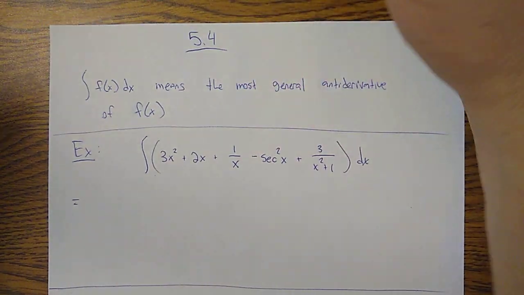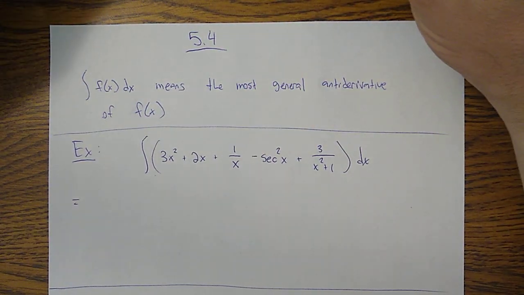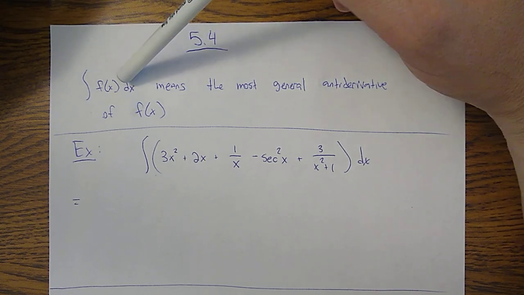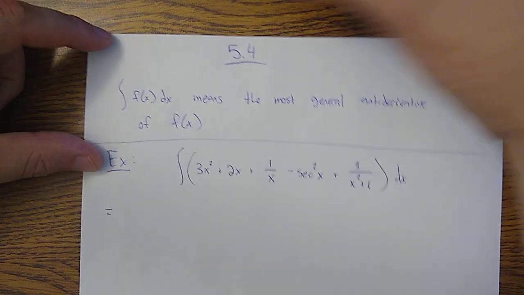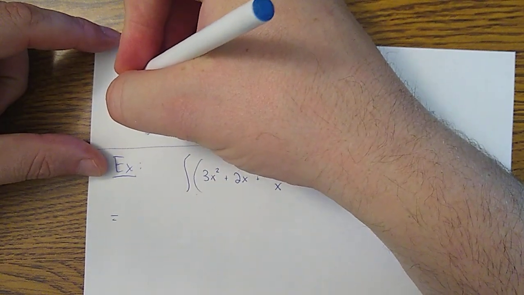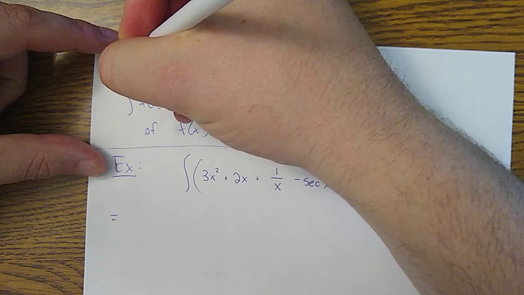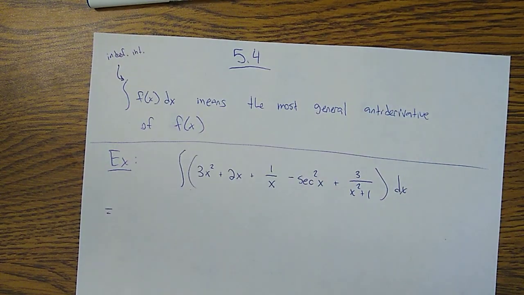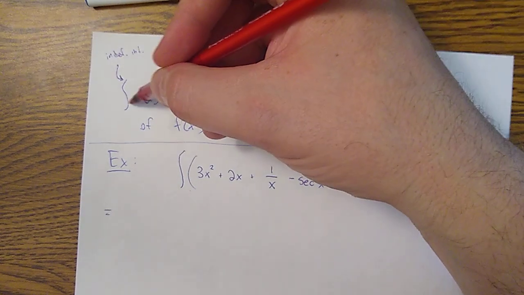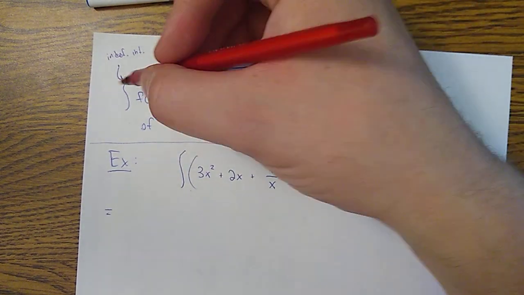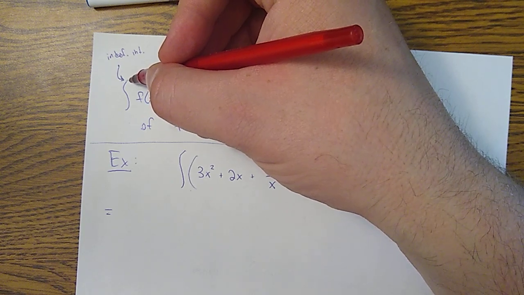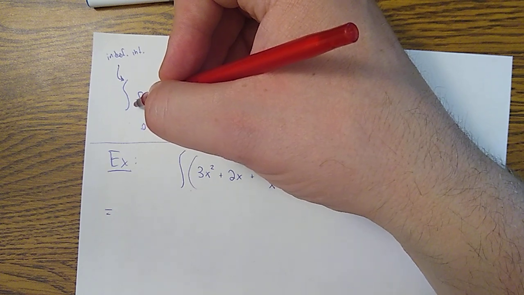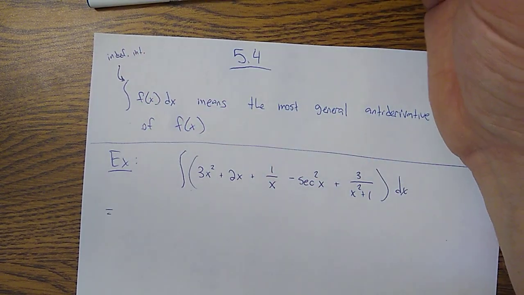Okay, here's 5.4. So this section is partially about indefinite integrals. So this is an indefinite integral. What makes it indefinite? We've seen things like this before. They typically, when we saw them before, had a number from here to here. And this does not have any numbers written there.